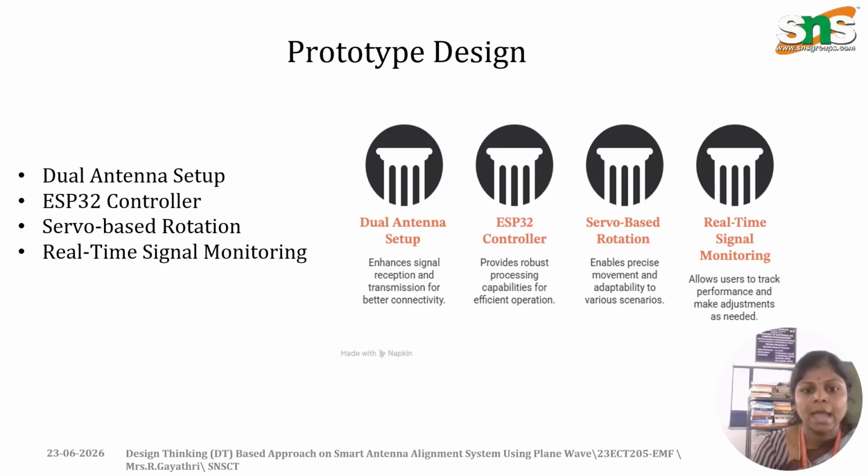Coming to the prototype design part, we use a dual antenna setup, an ESP32 controller, a servo based rotation method, and real time signal monitoring. When we set up this MIMO antenna, the signal reception and transmission will be better when we use this antenna alignment technique. The servo based rotation method employs precise movement and adaptability to various scenarios, and real time monitoring allows the user to track the performance of this antenna alignment system.